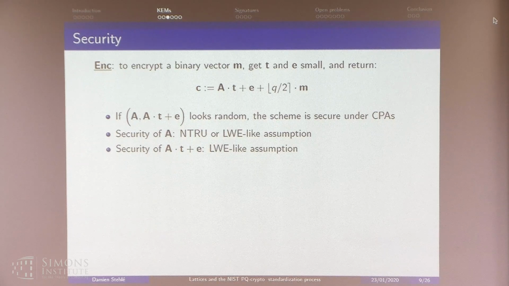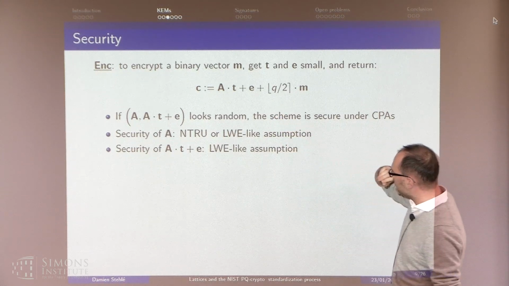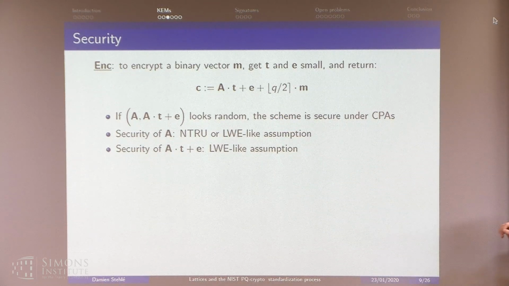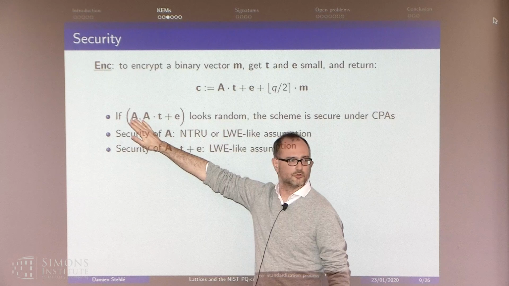So what about security? When we encrypt, we have A times T plus E plus Q over 2M. And we want AT plus E to look random, so that the scheme has a chance to be CPA secure, that is, secure against chosen plaintext attacks. In particular, we would want A to look random.